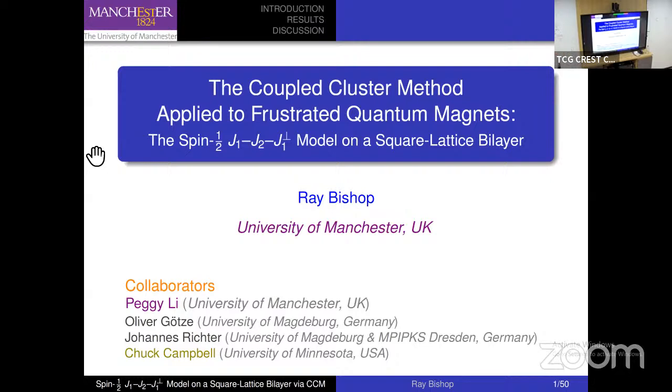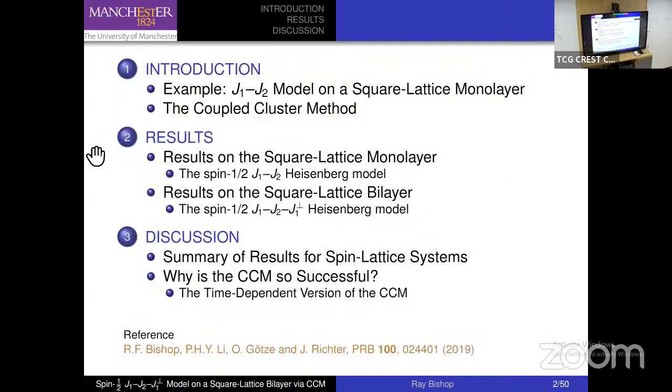So again, welcome everybody. I hope everybody can hear me plainly. So in this last of the three talks, I want to revisit the coupled cluster method for spin lattice problems, but to do it today on a much more complex model. Complex in the sense of difficult to solve, not complex, as you will see, in terms of the Hamiltonian.